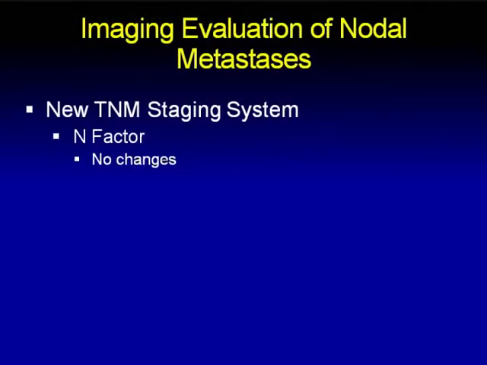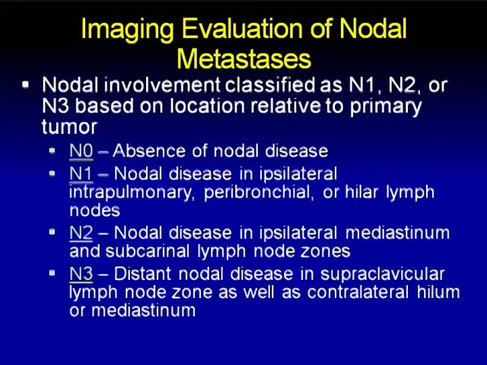In the TNM staging system, the N factor, no changes were made. Nodal involvement is classified as N1, N2, or N3 based on location relative to the primary tumor. So N0 would be no nodal disease. N1, nodal disease in ipsilateral intrapulmonary, peribronchial, or hilar lymph nodes. N2, nodal disease in ipsilateral mediastinum and subcarinal lymph nodes. And then N3, distant nodal disease in supraclavicular lymph node zone, as well as contralateral hilum or mediastinum.